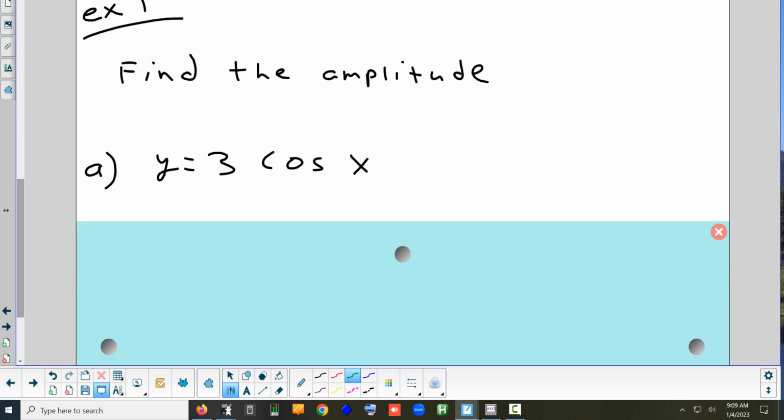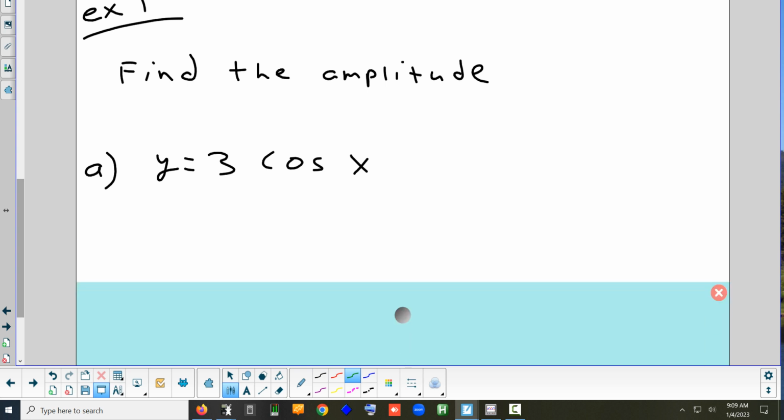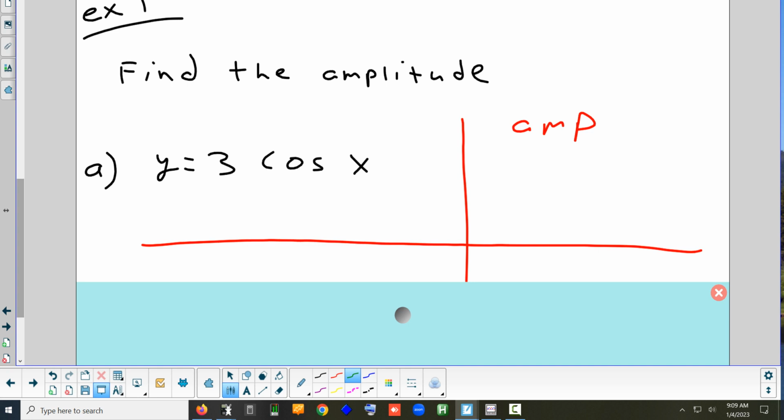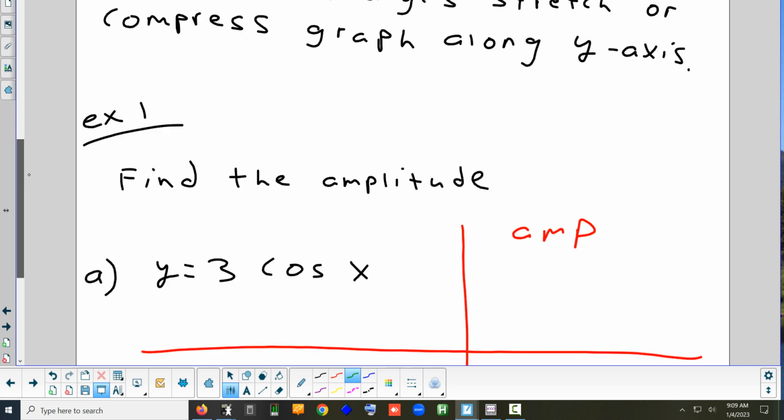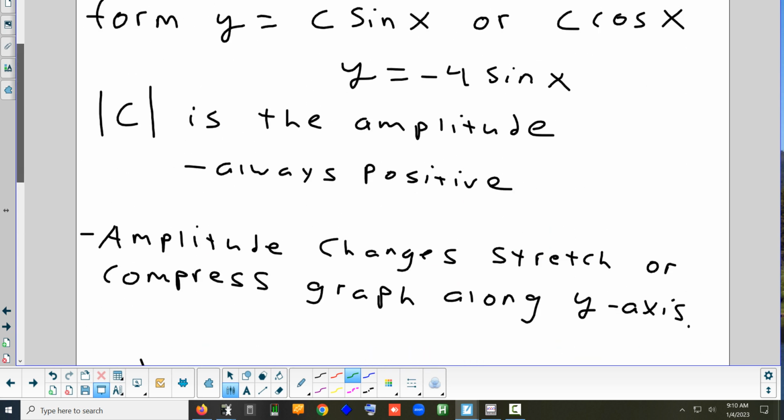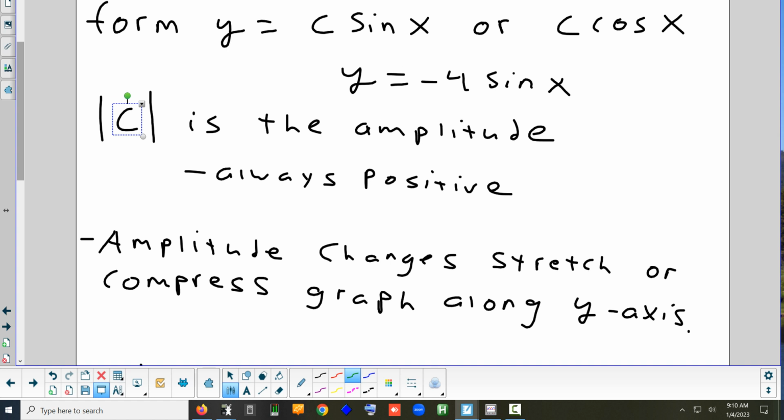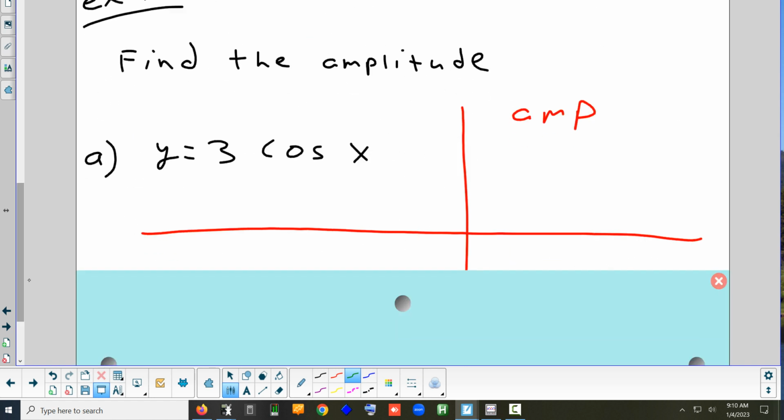Okay, so let's find the amplitude. So here's our function. And over here, put the amplitude. What would the amplitude of 3 cosine x be? Yep. The amplitude is 3. The absolute value of the number in front is the amplitude. So in that case, it's 3.